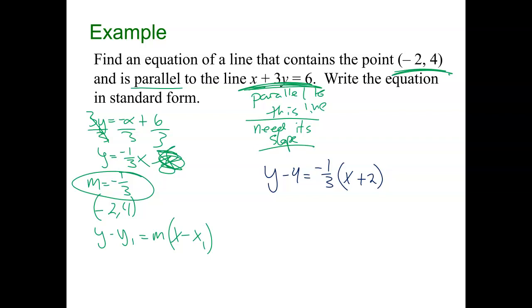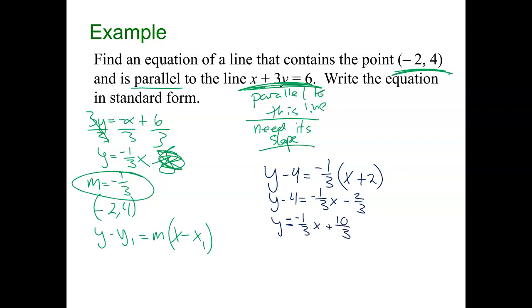x and y on the same side. What else? Get rid of my denominators. My end goal is x and y together, my constants on the other side, and get rid of my denominators. So distribute first. I'm going to move the 4 over. Equals negative 1/3 x, what is that, 3 1/3, so 10/3.